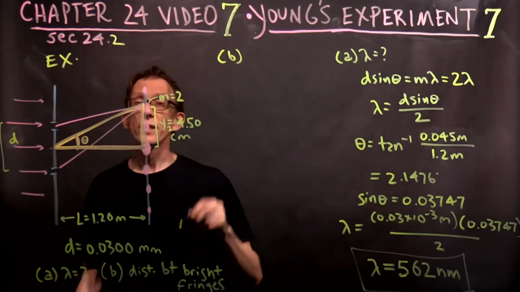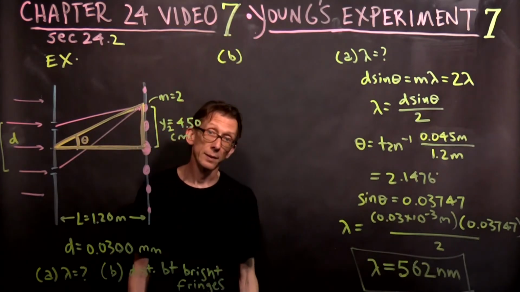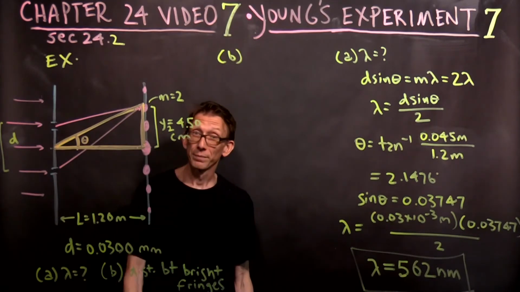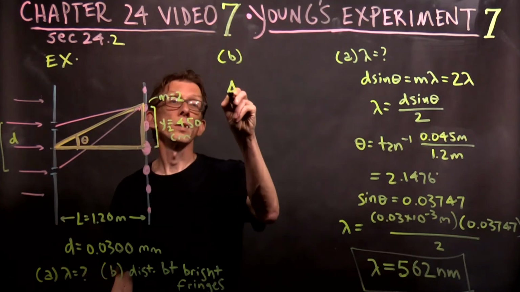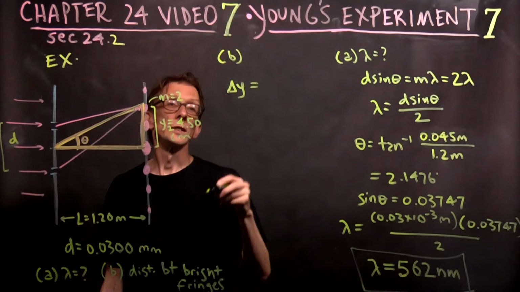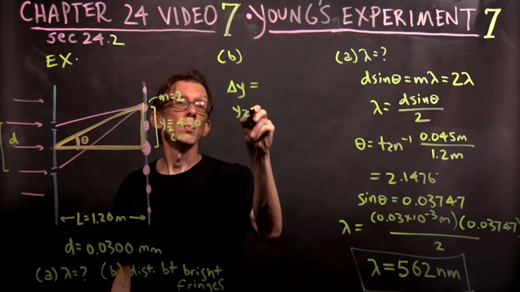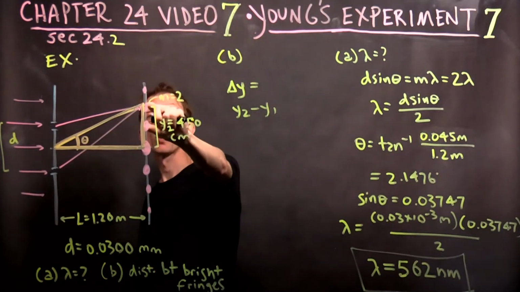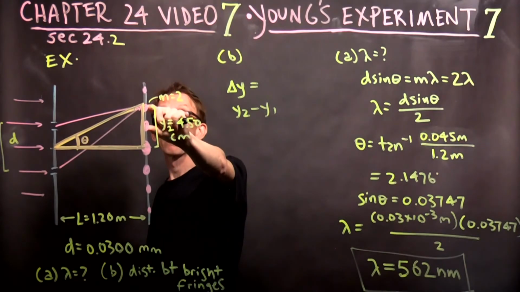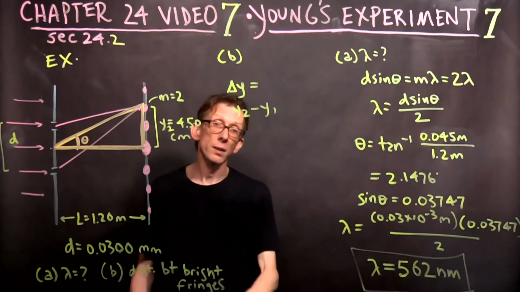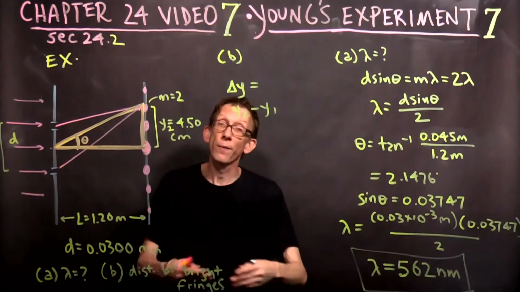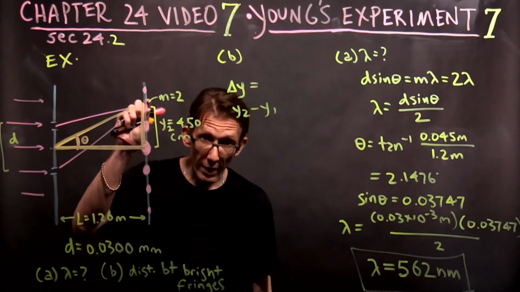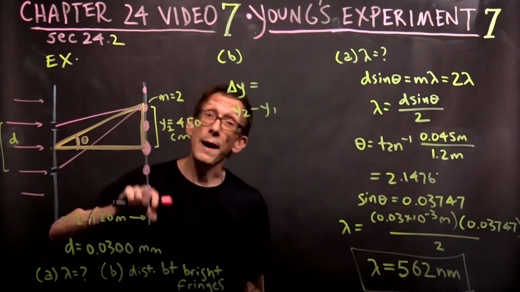B, the distance between two adjacent bright fringes. Okay, it's not too hard to do. The difference between two adjacent bright fringes, delta y, is equal to y2 minus y1. That is the gap between the bright fringe at m equals 2 and the bright fringe at m equals 1. But they're equally spaced. So if we find one separation, we find all of them. If I find the distance between number 2 and 1, I have found the distance between all of them.